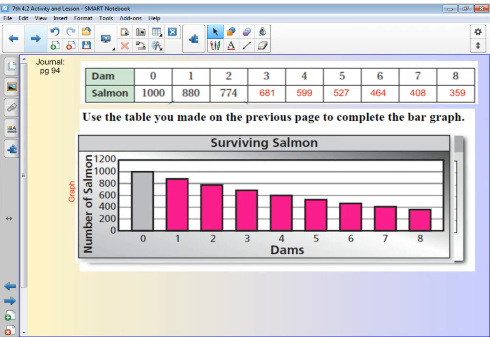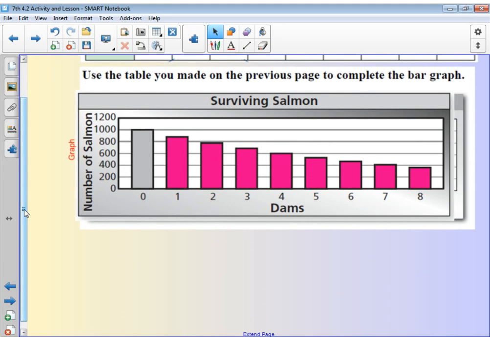Okay, so your graph should have ended up looking something like this. Notice that as we went from 0 through 8 years, our bar diminished all the way going down every year. Every dam we lost more and more salmon. So now let's go ahead and discuss what this is really representing.